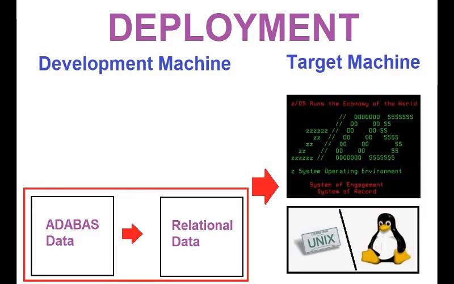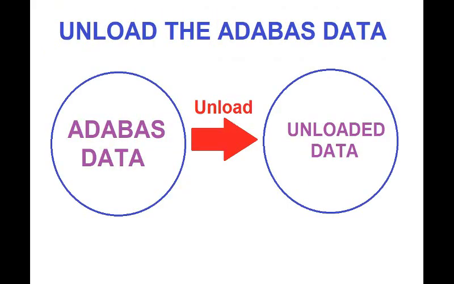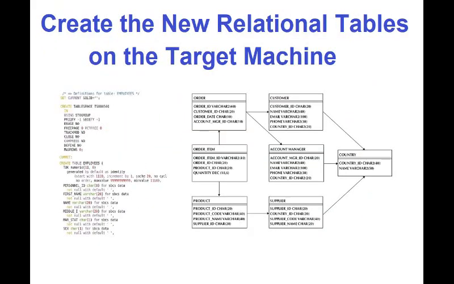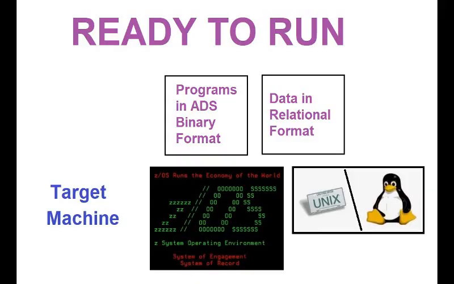The converted relational data must also be sent to the target machine. The Data Migration System, DMS, creates scripts that you can run in order to unload the old ADABAS data, create new relational tables in the target relational database, and load the data into the target relational database. When the programs and data are on the target machine, they are ready to be executed in the target environment.